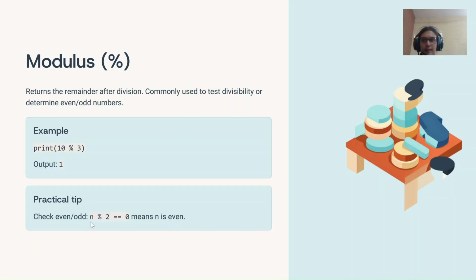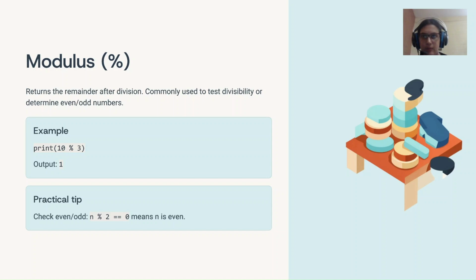So basically, if a number n is divisible by 2, first it performs this thing. Here, if n mod 2 is equal to 0, if the remainder after dividing that number by 2 is 0, then it means n is even, otherwise it's odd. This condition is used a lot in programming.